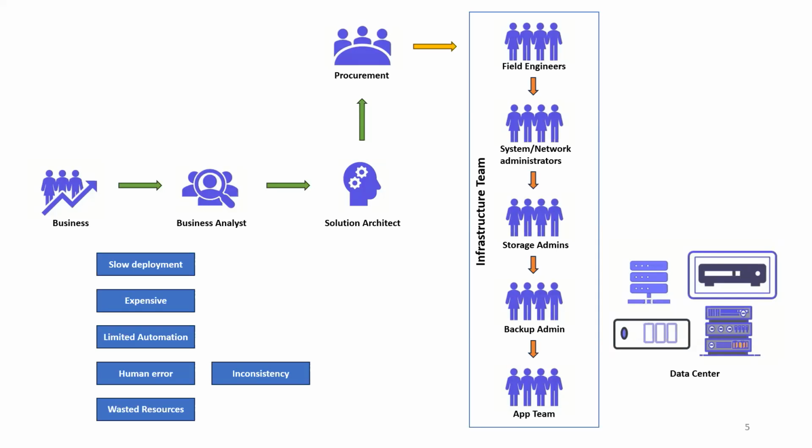Due to the traditional model, the deployment is very slow. That means the turnaround time is very high. And if you want to scale up or scale down the infrastructure, it actually takes a lot of time, because scaling up or scaling down the infrastructure on demand cannot be achieved very quickly. Many teams are working behind the scenes.